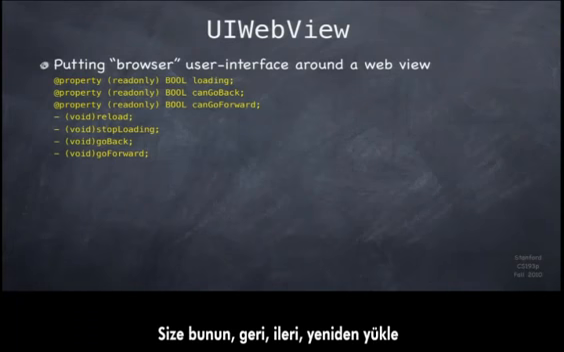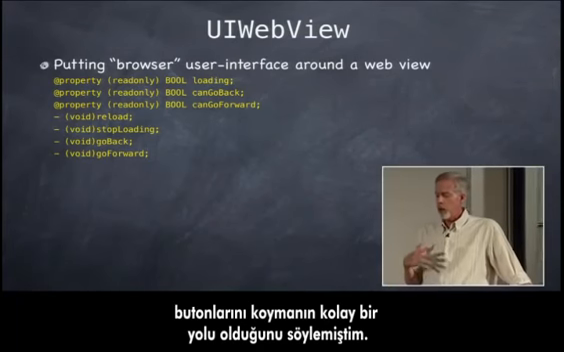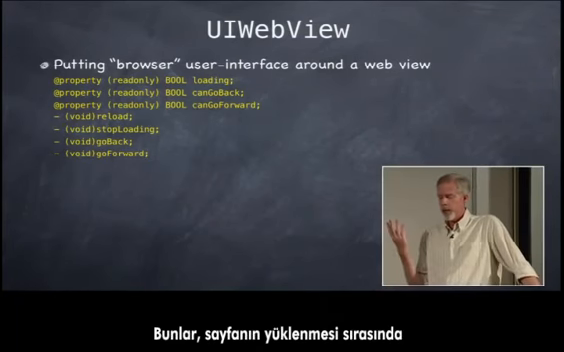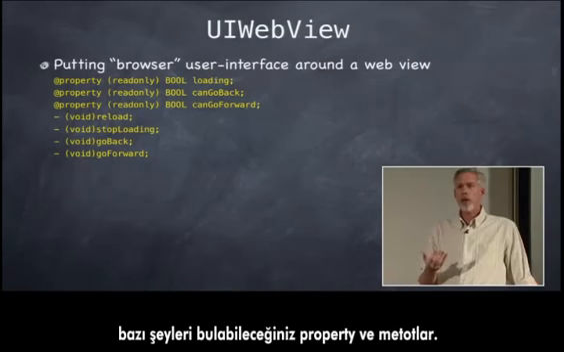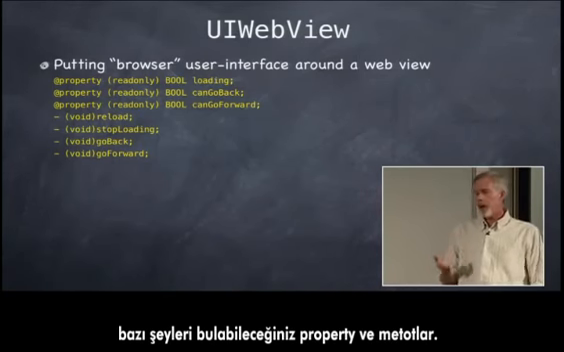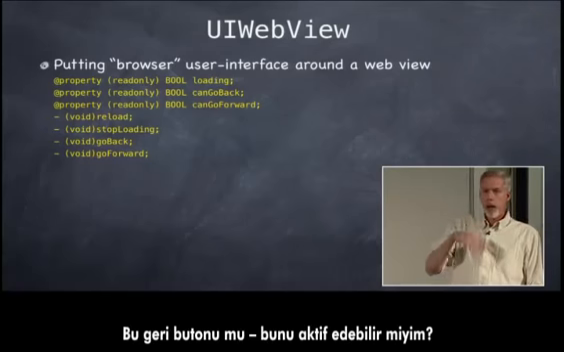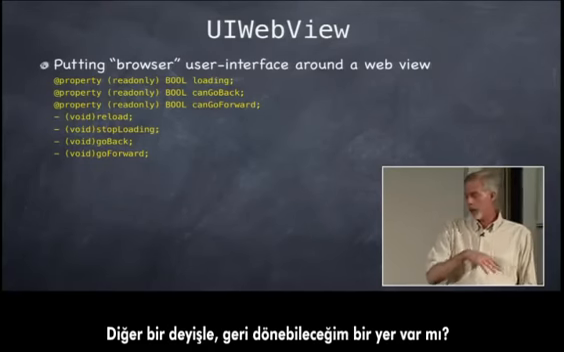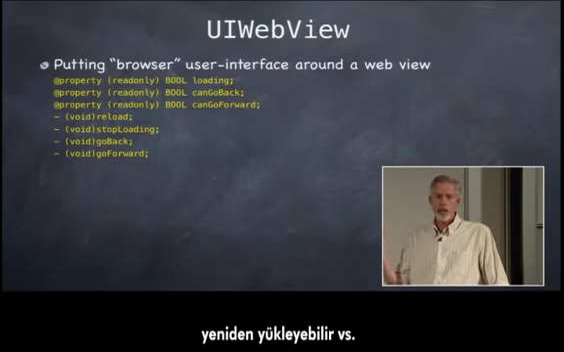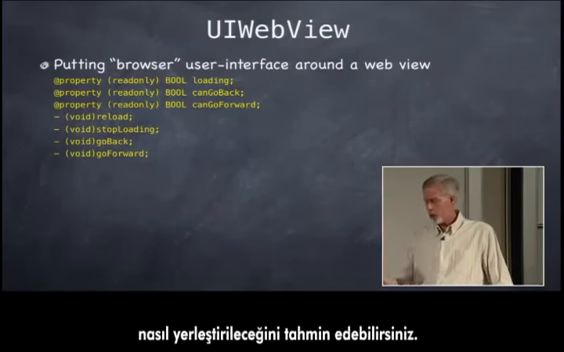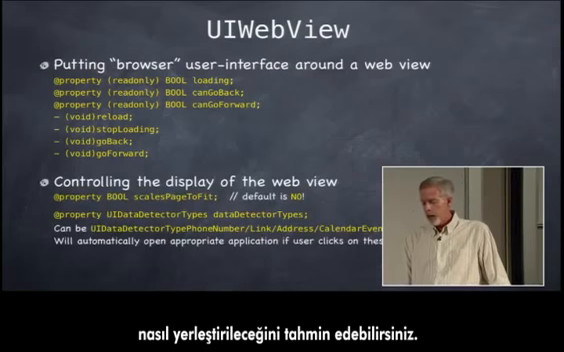I told you it was easy to put back buttons, forward, reload, things like that. These are the properties and methods you would use to find out, for example, is the thing in the middle of loading this web page, can the back button be enabled? In other words, is there a place to go back? And then obviously these methods, go back, go forward, reload, etc., that you can imagine what those would be hooked up into in your UI.